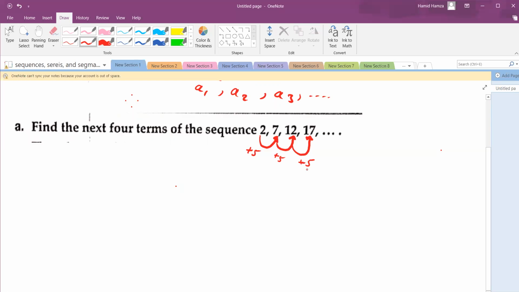So now I discover how the sequence works: each term is obtained by adding 5 to the previous term. So for the next 4 terms, I'll add 5 to 17, so it will be 22. Then I'll add 5 again, so it will be 27. Then plus 5, so it will be 32. And the fourth one will be 37. So this is the next 4 terms.